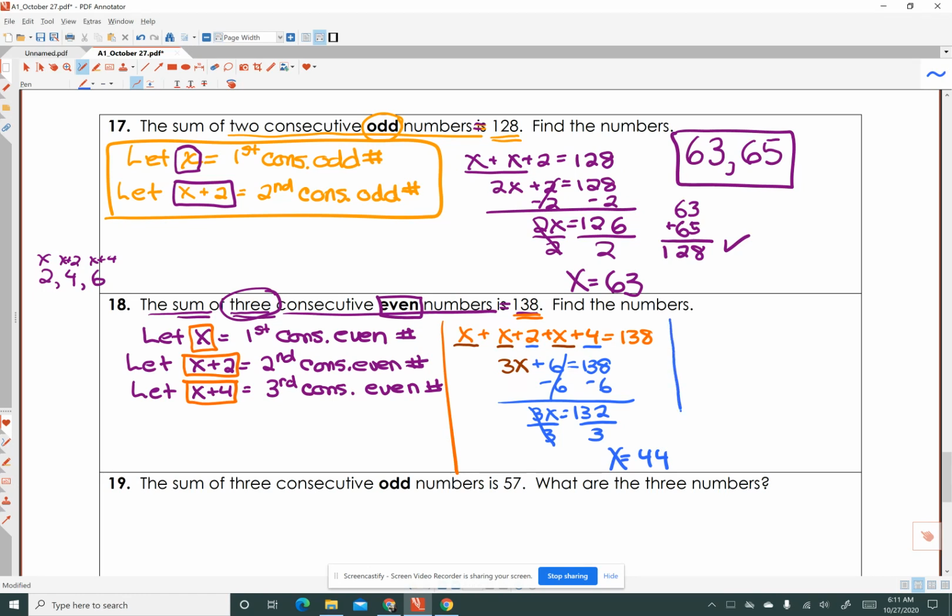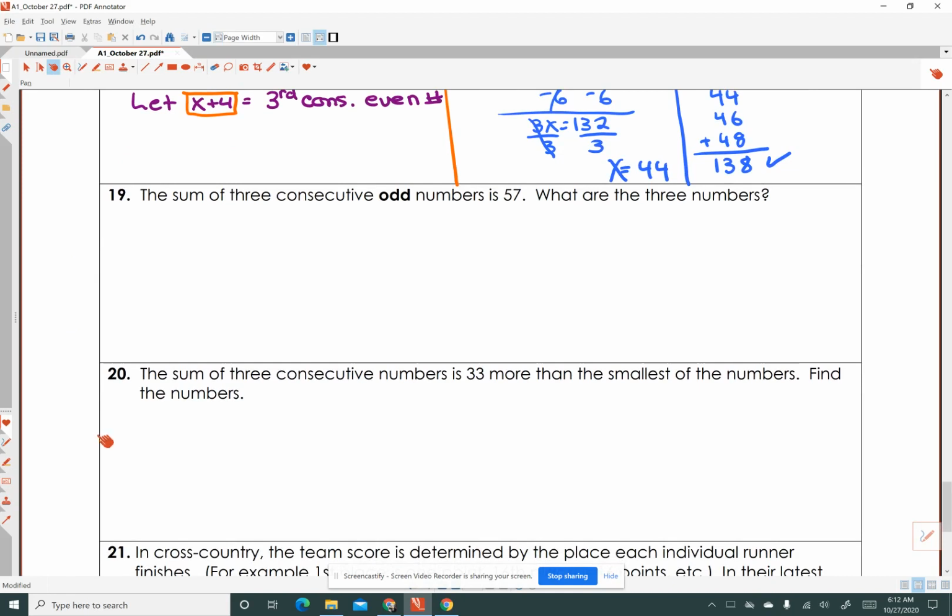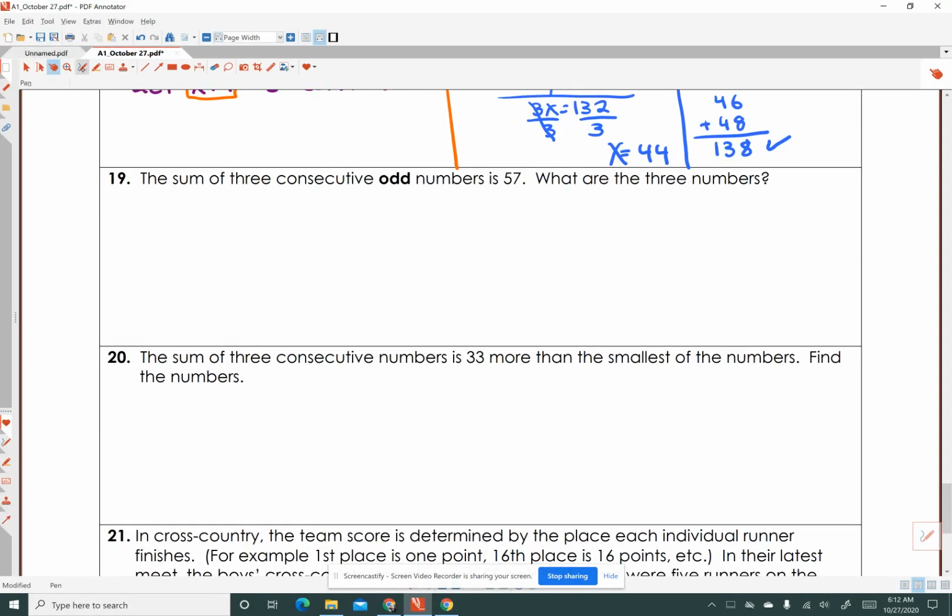So 44 is our first consecutive even number. The next consecutive even number must be 46, and the third one must be 48. If we add those up, 44 plus 46 plus 48, it will indeed equal 138, and our answer checks. So these are the 3 numbers. Now we've got 3 consecutive odd numbers. The sum, which means we're adding 3 consecutive odd numbers, is 57. What are the 3 numbers?